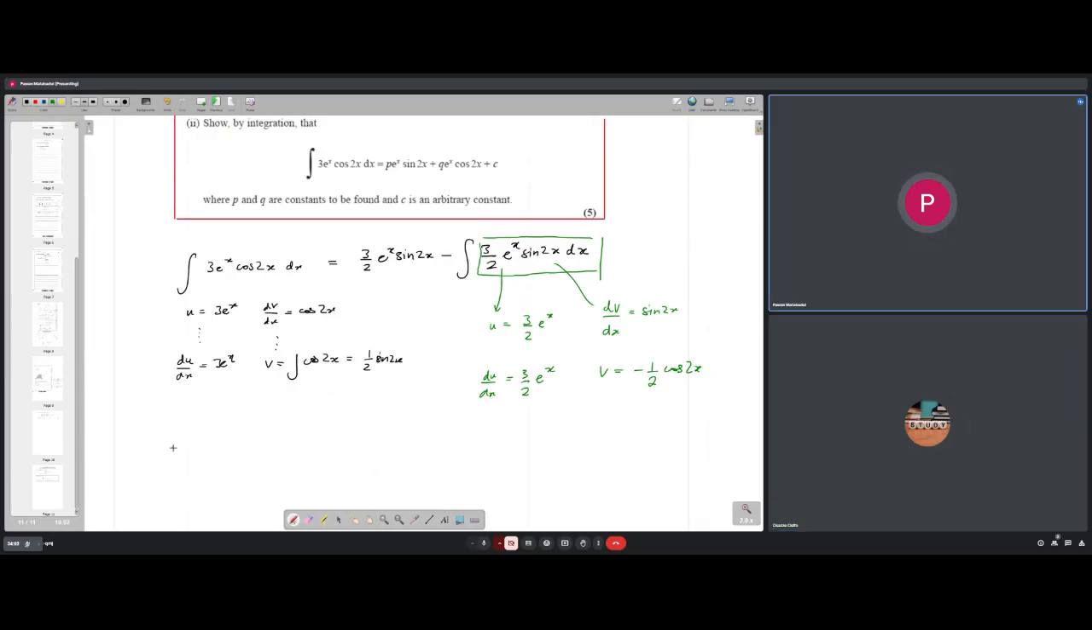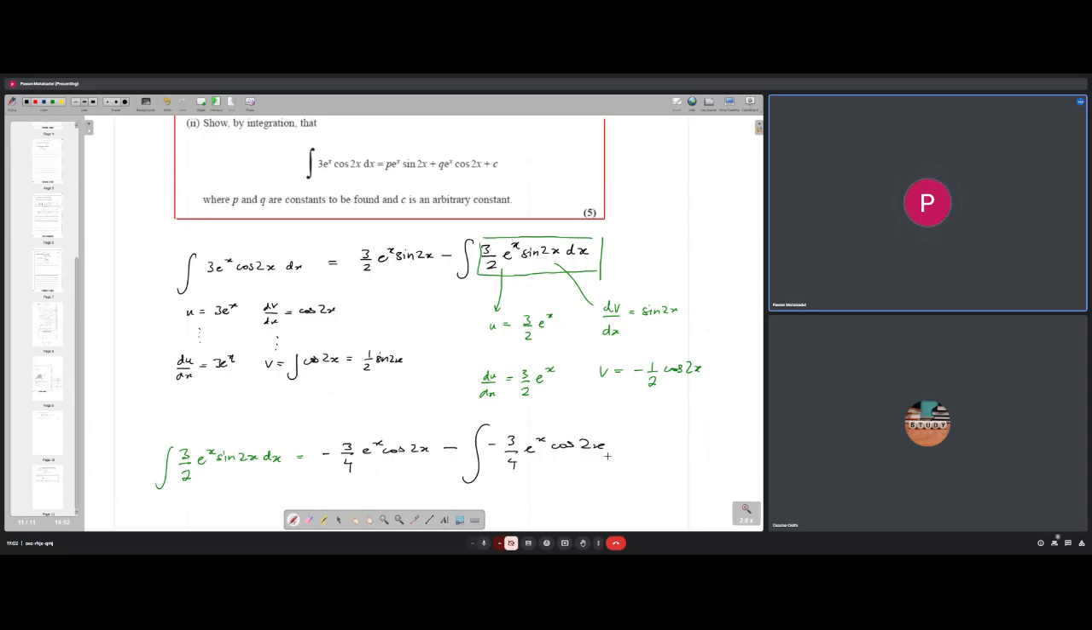if we were to consider what would that be, so the integral of 3 over 2 e to the x sine 2x with respect to dx, let's find out what the integral of that is. So you would have u times v, so that will be minus 3 over 4 e to the x cosine of 2x, minus the integral of du over dx times v. So that's minus 3 over 4 e to the x cosine of 2x.